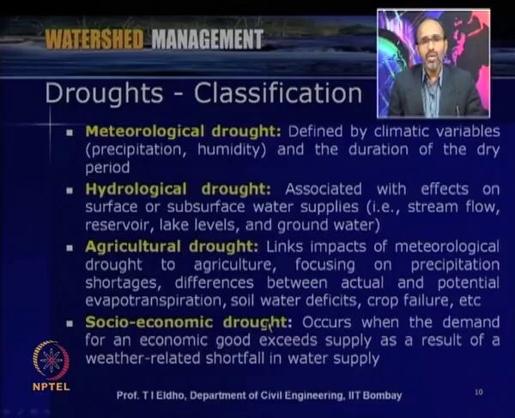And then socio-economic drought occurs when the demand for an economic good exceeds supply as a result of a weather related shortfall in water supply. So when water is not available, the impacts related to social or economic issues, we generally call it socio-economic drought. So now let us look into all these classifications in detail.